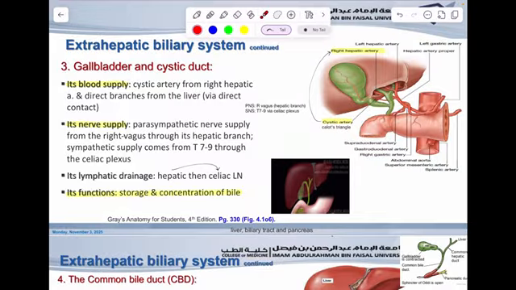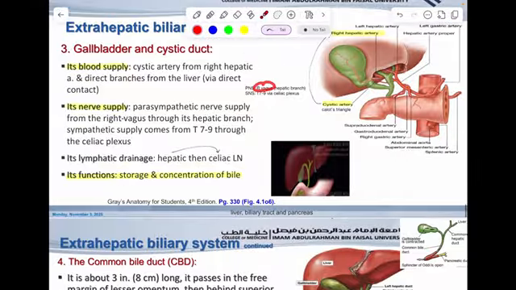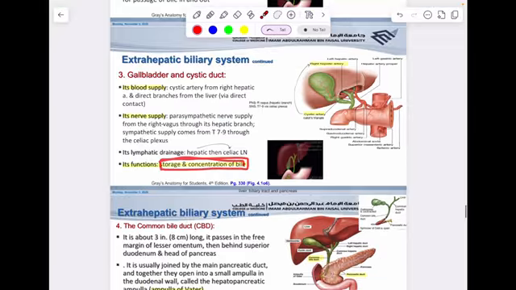As for nerve supply, sympathetic is going to be from T7 to T9 through the celiac plexus. Parasympathetic is going to be from the right vagus. As for lymphatic drainage, it goes through the hepatic nodes and then through the celiac nodes. Its function is to store and concentrate the bile after the liver makes it.